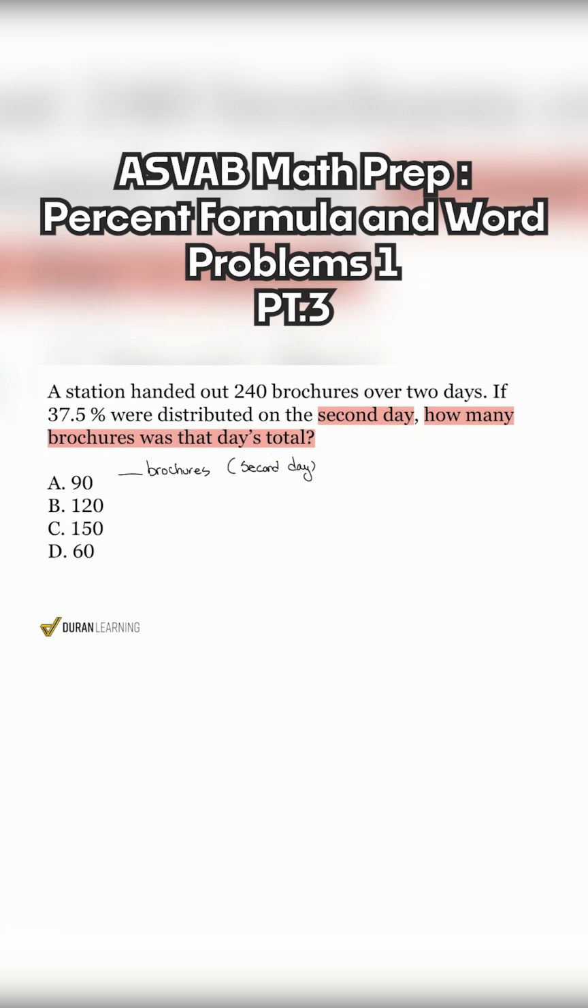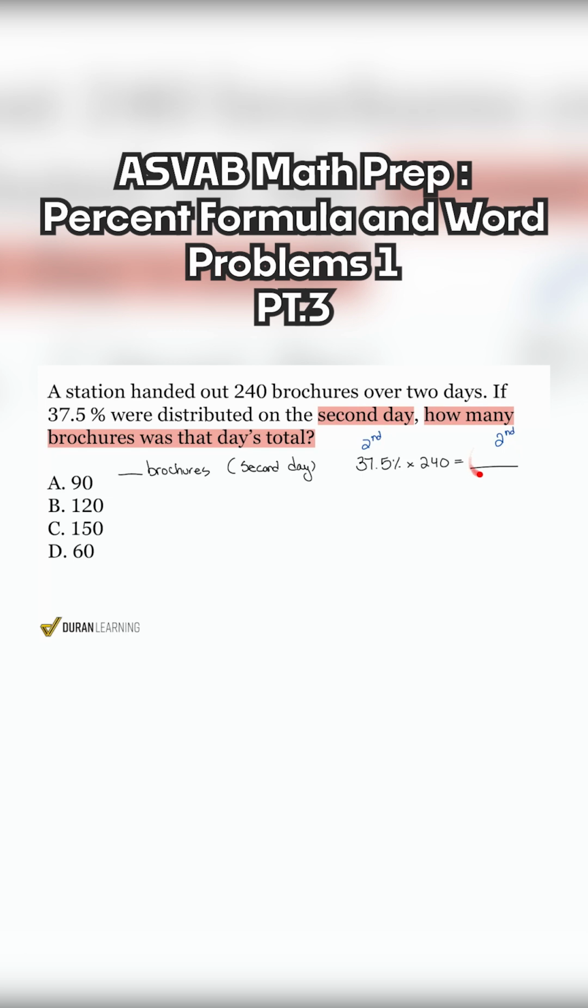Oh, so this seems to be a pretty straightforward problem because we have the percent that represents the second day. 37.5%, that's the second day. Okay, so because we have the percent that represents the second day and the original amount, 240, that means that our result will represent the second day's brochures. And so just remember, the percent times the original equals the result. The result that we want is the second day's brochures.